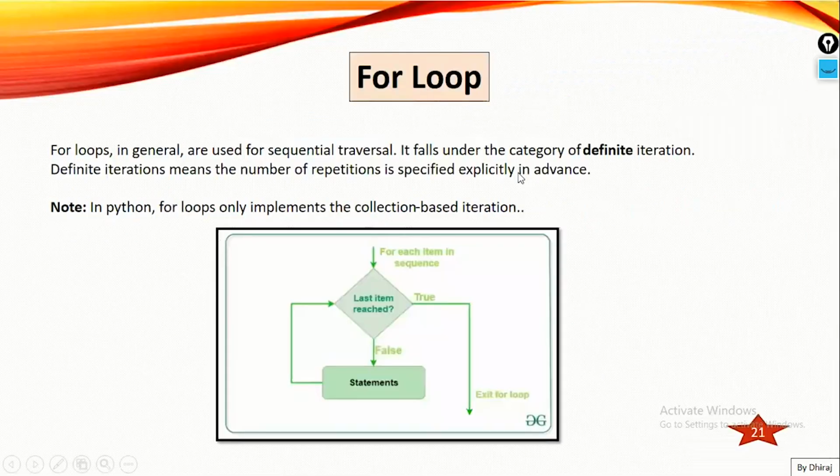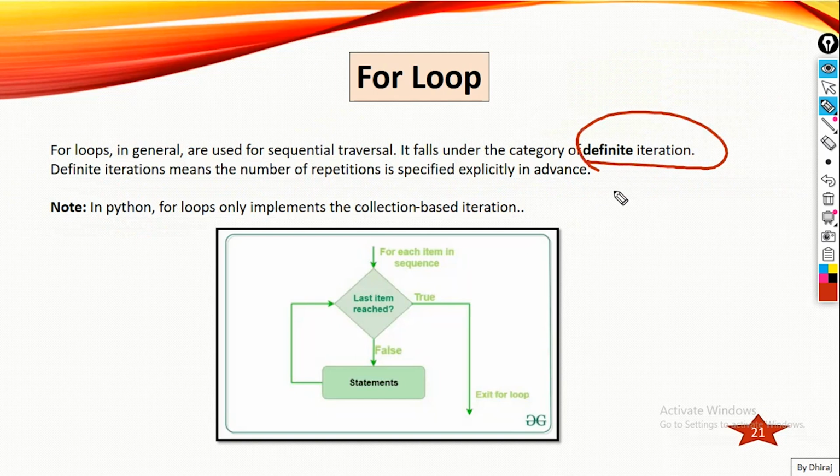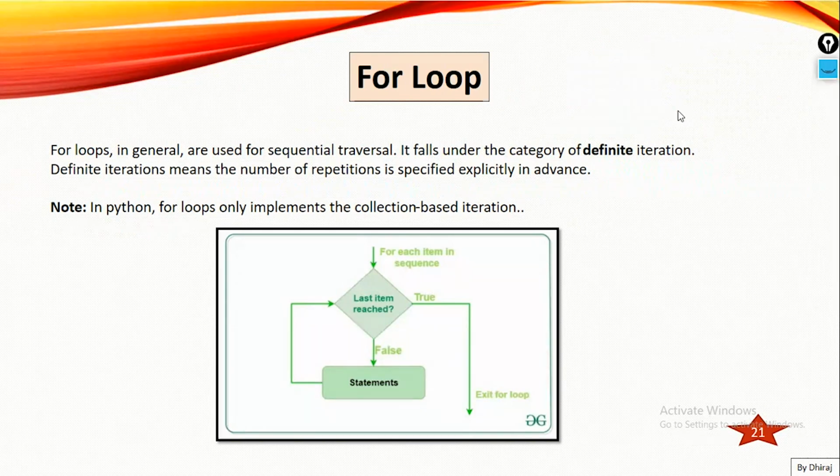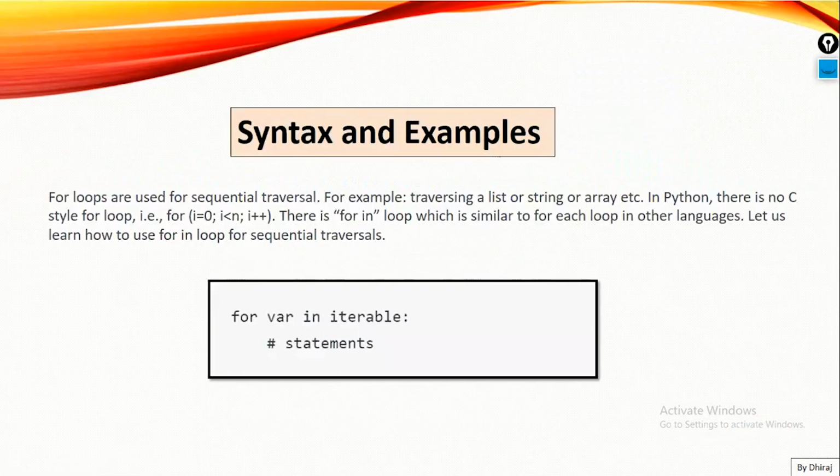If you don't, let me move back. So we are going to learn the for loop. The for loop falls under the category of definite iteration, right? Definite iteration means we have to give a specified range until which this for loop will run. The while loop, in contrast, will run an indefinite number of times. So let's move ahead. What is the syntax of the for loop?